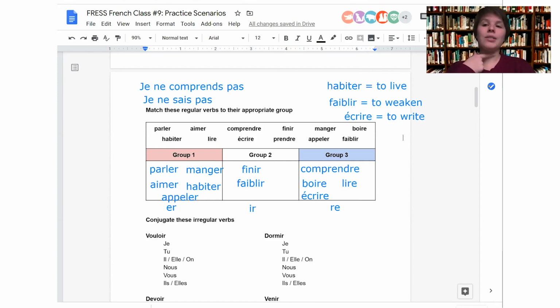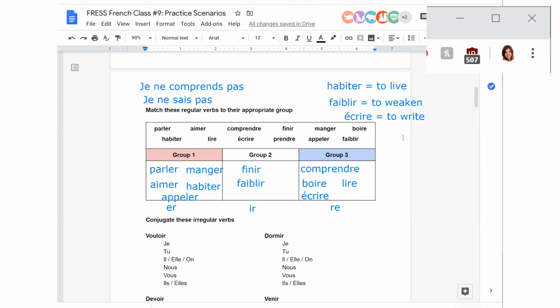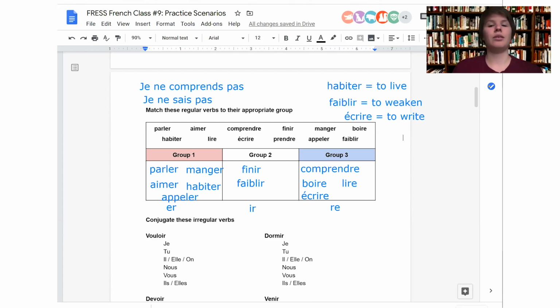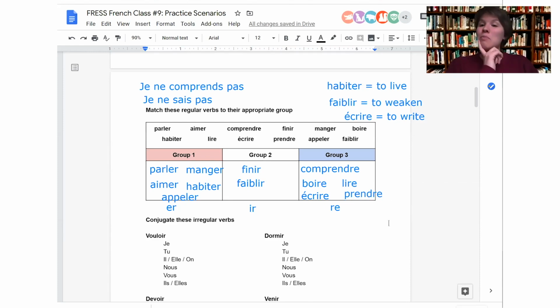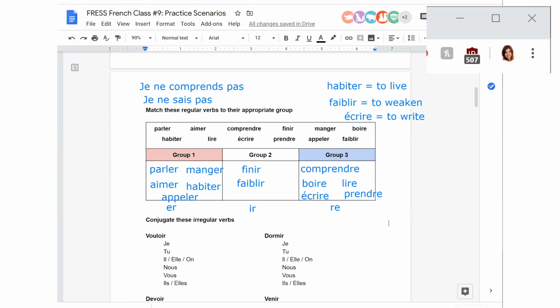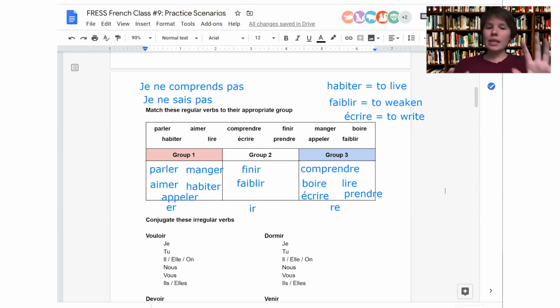But try to develop that R sound because it ends up really helping you being able to put those sounds together. So écrire, to write, lire, to read, boire, yeah. And the last one, I think there's one more. Starts with a P. Prendre. Yes. So does anybody remember this one? What does it mean, prendre? To take. Yes, to take. So you can see a bit more clearly now, guys, where the groups sort of fall in terms of regular verbs. You can see they're sort of in certain categories, right?